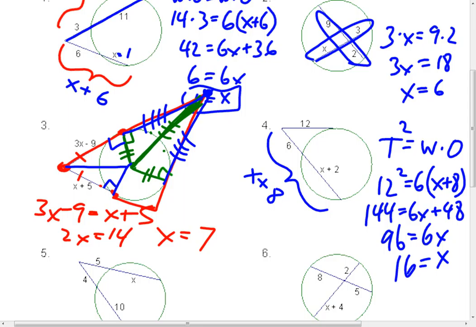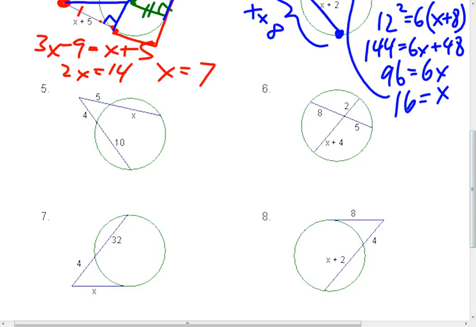What did I find? I didn't even find a segment length. All I ended up finding was what the value of the variable was. If I needed to know the length of the chord, it would be 18. If I needed to know the length of the entire secant, then that would be 24. Pay attention to what's being asked for. On here, it just said find the value of x.